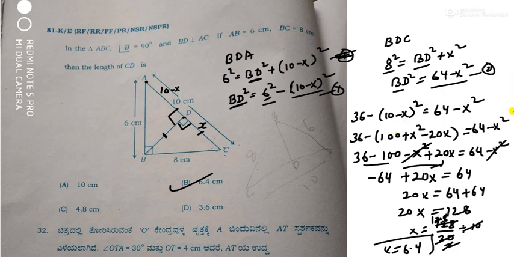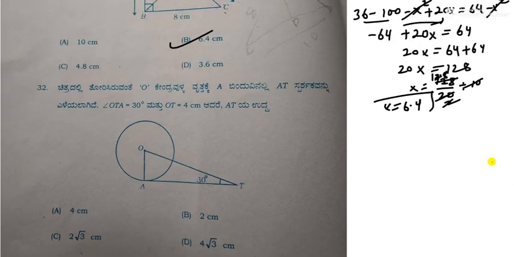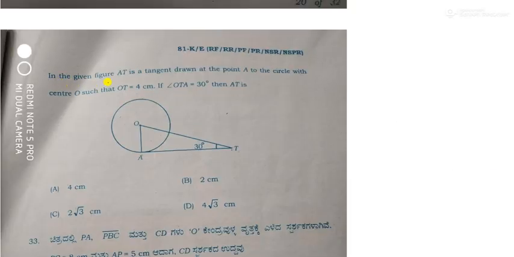Next is question number 32. In the given figure, AT is the tangent drawn at a point A to the circle with center O such that OT is 4. If angle OTA is 30, then AT is how much? So use a rule, sine or cos. If this is theta, this is opposite. Since this is 90, this is the hypotenuse and this is adjacent. They have given 30 and you need to find a. H is given, so use cos 30. Cos 30 is a by h.